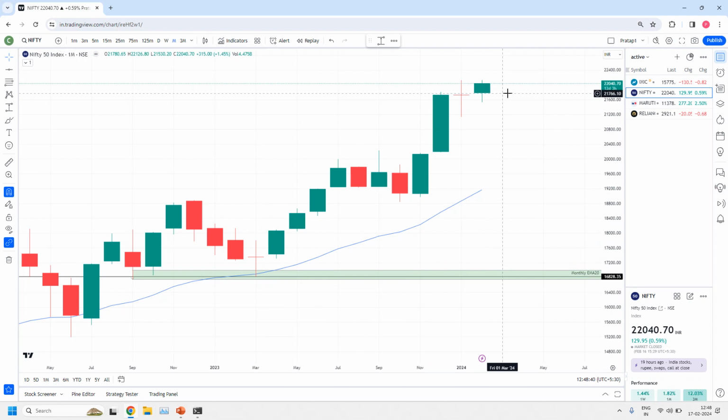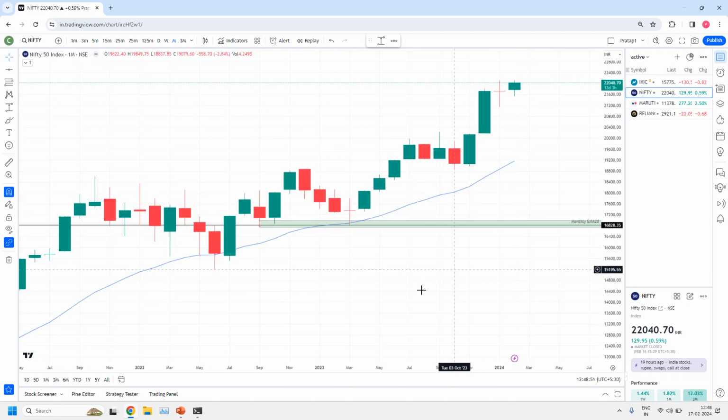Mostly what you do? Cash trades we take, because you are a positional trader or a swing trader. So Nifty gave you 30% in 1 year from its pullback to the EMA 20 after completion of the price overextension. That is excellent.